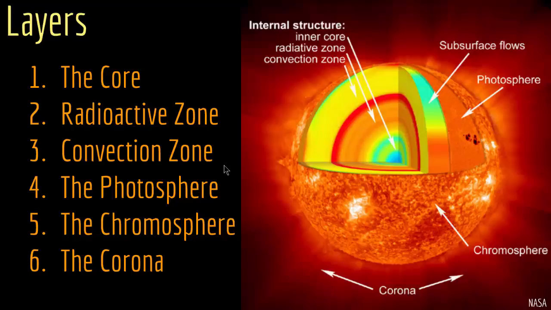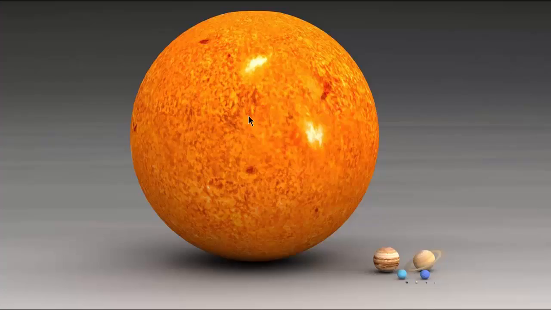So these are the layers of the sun. We have the core, the radioactive zone, convection zone, the photosphere, the chromosphere, the corona, and each has its own properties. And lastly, this is the size of the sun comparing to the planets. As you can see, this is Jupiter, and this tiny dot, this is Earth. So you can see how small Earth is comparing to the sun.